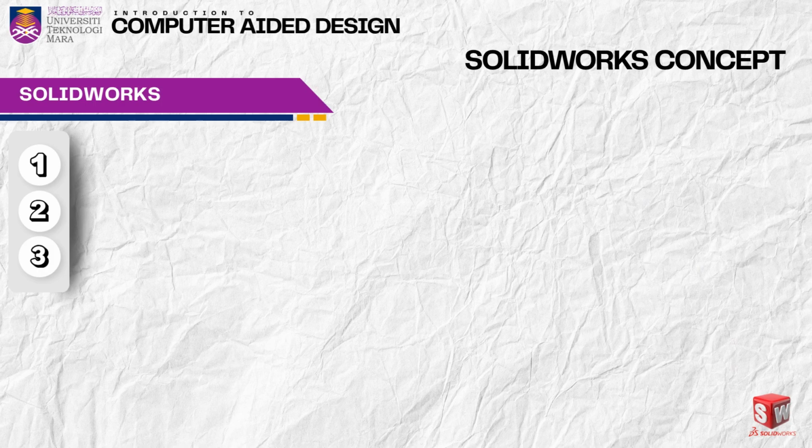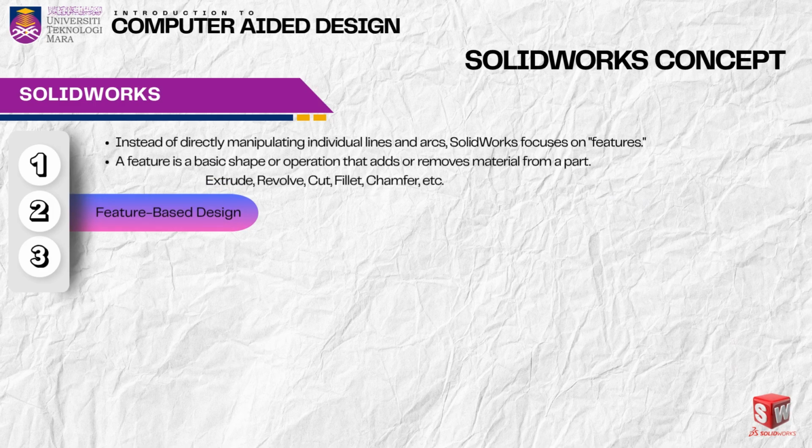Next, let's look at the second core concept in SolidWorks: feature-based design. Unlike traditional drafting where you manipulate individual lines and arcs, SolidWorks focuses on building models using features. A feature is a fundamental shape or operation that either adds or removes material from a 3D model. This method allows you to construct parts in a structured, step-by-step way, where each feature builds on the last.